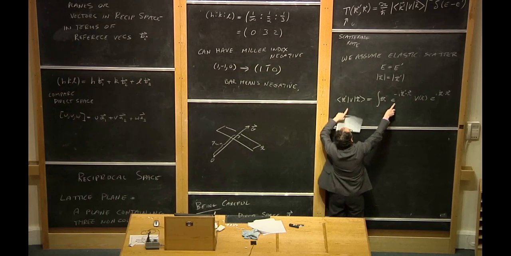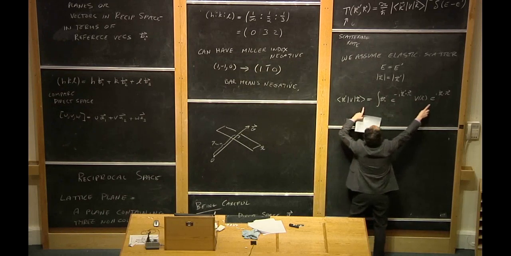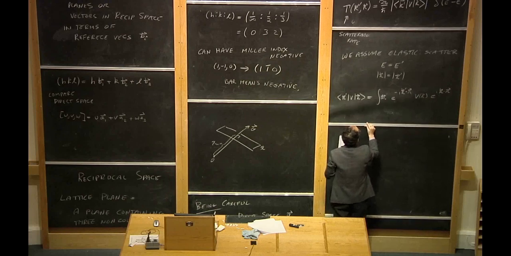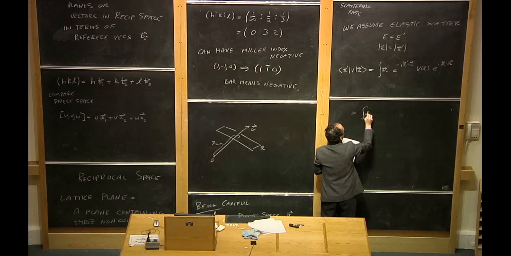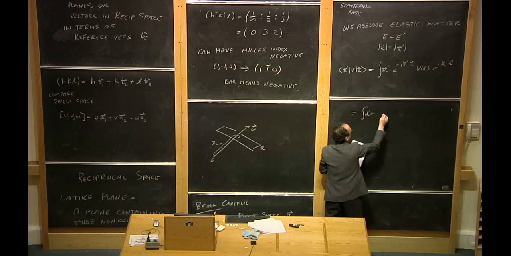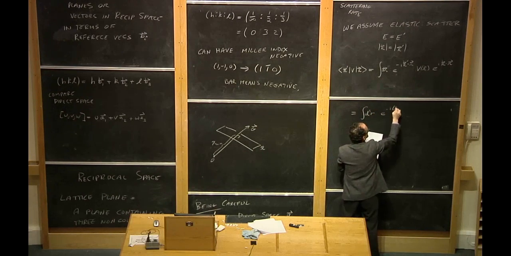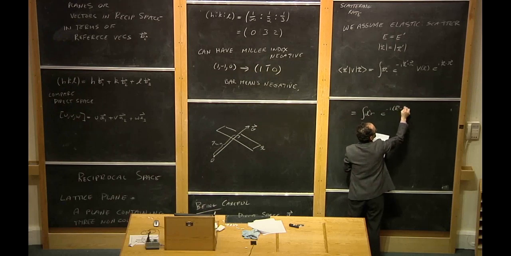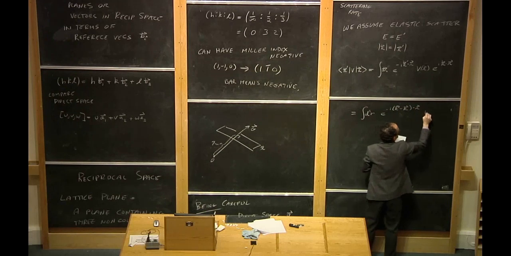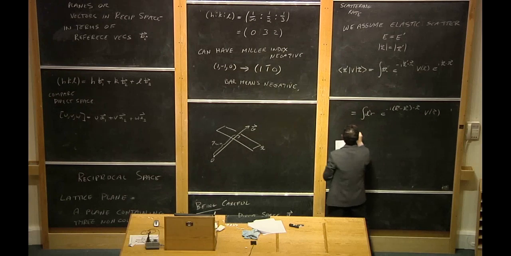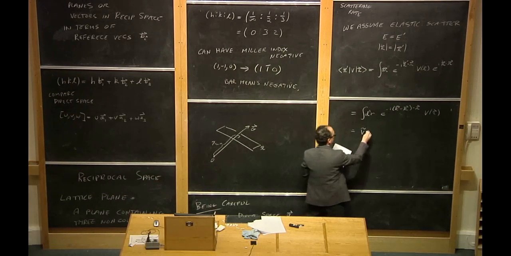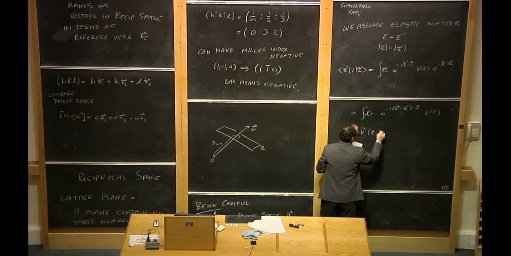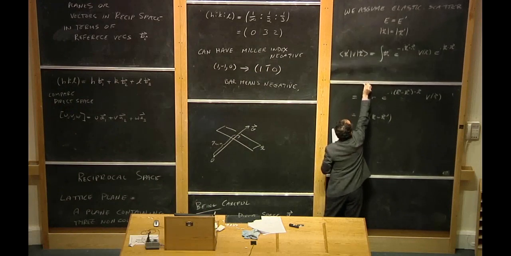This is the wave function k prime. This is the wave function k. There's V of r in the middle. And we realize that what that is, well, we'll write it this way: integral d3r e to the minus I k prime minus k dotted with r, V of r. That is just, well, we'll write it as V twiddle of k minus k prime, where V twiddle means Fourier transform.